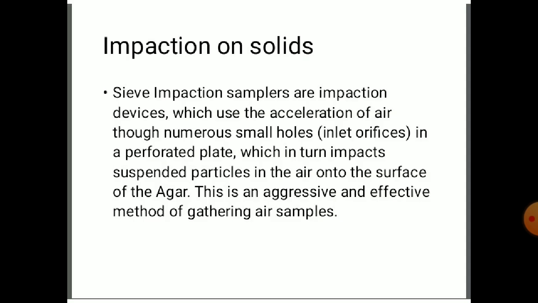So next are the types of air samplers. First is impaction on solid. Sieve impaction samplers are impaction devices which use the acceleration of air through numerous small holes, the inlet orifices in a perforated plate, which in turn impact suspended particles in the air onto the surface of the agar. This is an aggressive and effective method of gathering an air sample.